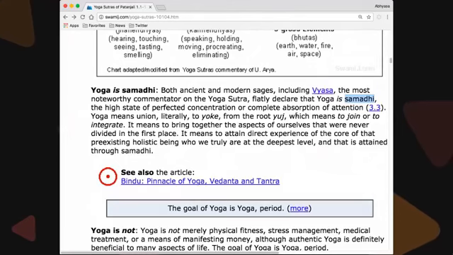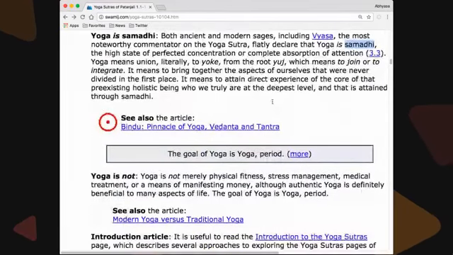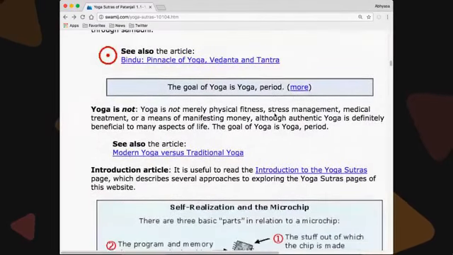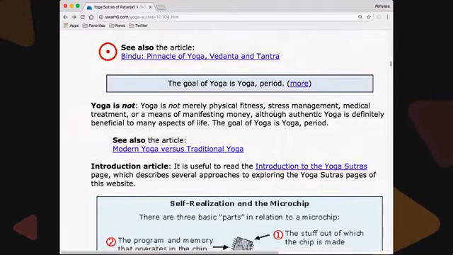So all of the things in our modern world that people talk about, yoga is this and yoga is that, and yoga is swinging on a basket from the ceiling, and yoga is something you do riding a paddle board, and all of these kind of things that have happened with yoga. Yoga is Samadhi because yoga means union. Anyway, yoga is not merely physical fitness, stress management, medical treatment, or a means of manifesting money, although authentic yoga is definitely beneficial in many aspects of life.